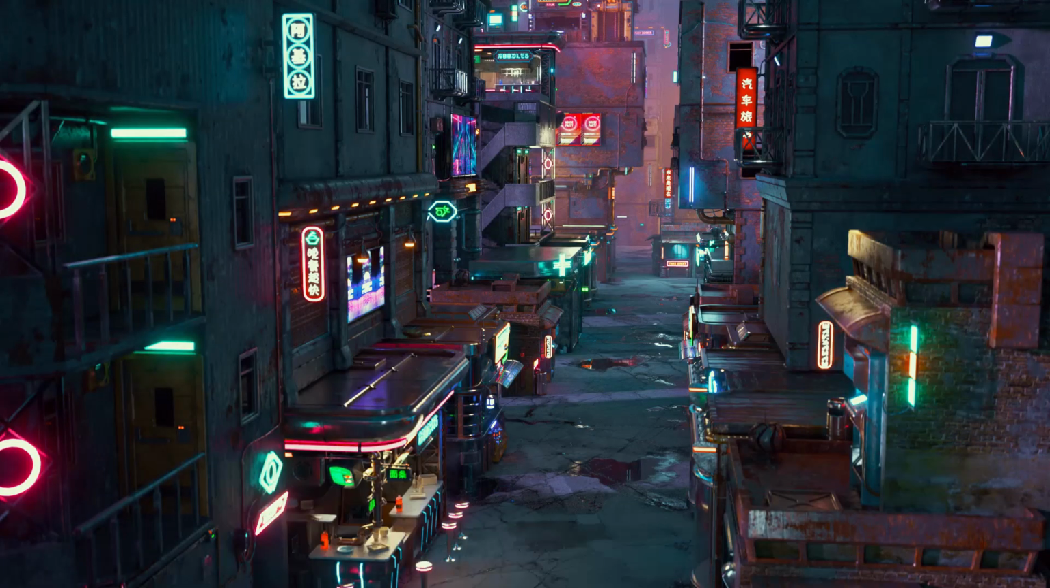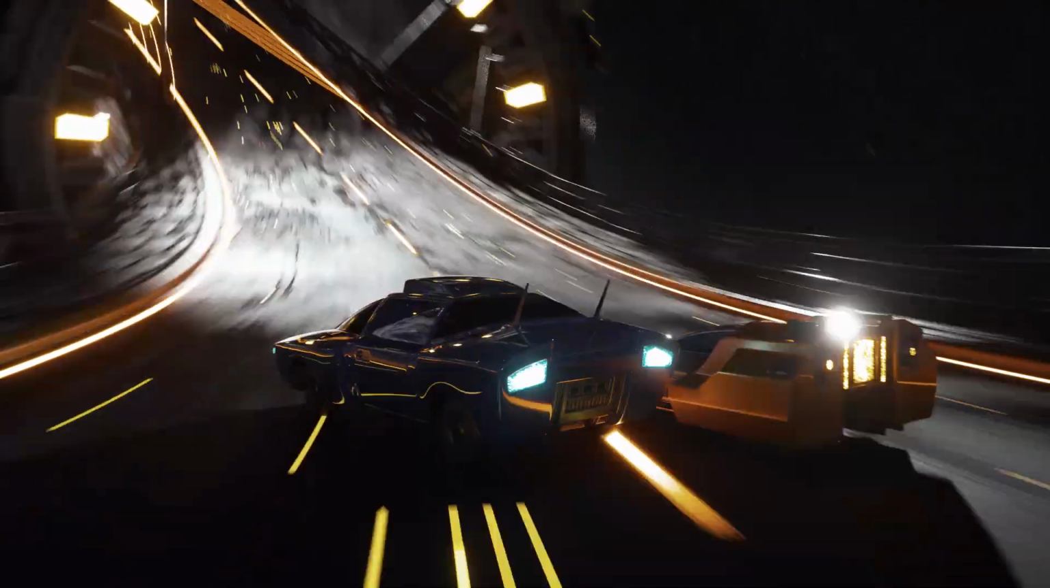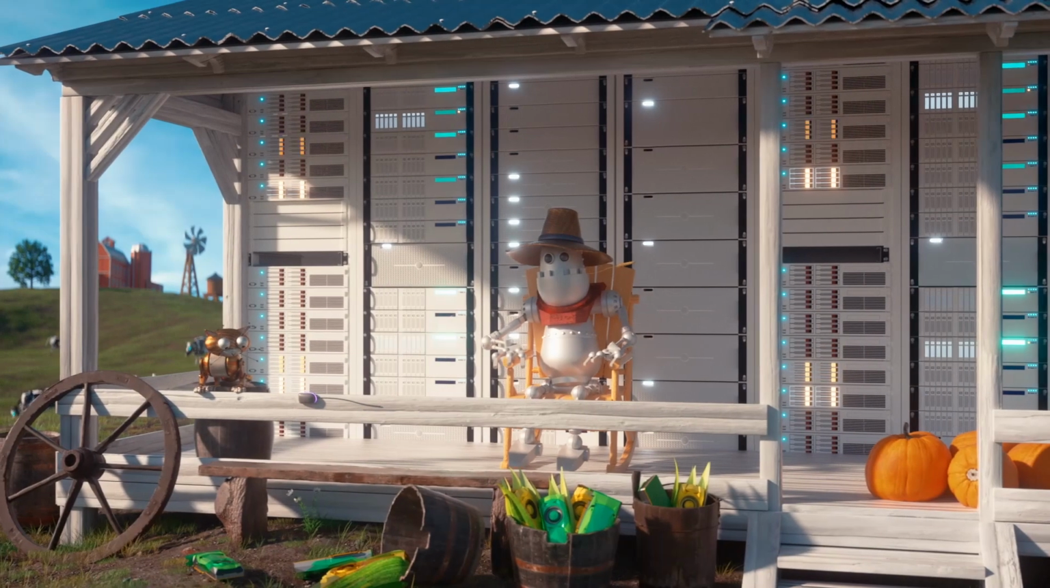If you don't know how to light a scene properly, or if you can't create a dynamic composition, direct purposeful camera moves, or tell a compelling story, the render engine won't matter at all, because it's not about how good the render engine is. It's about how good the artist is.